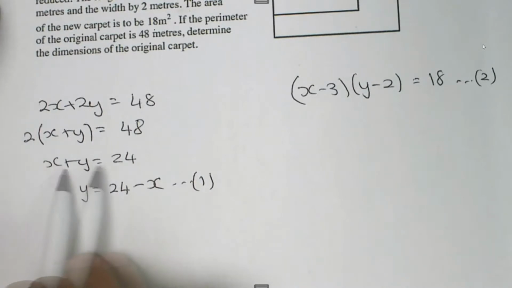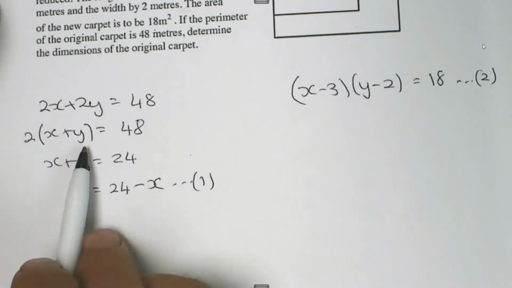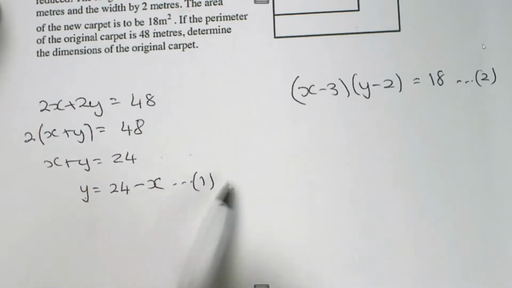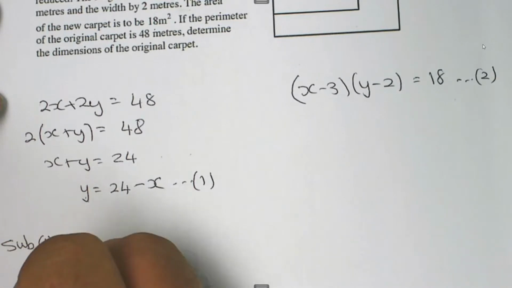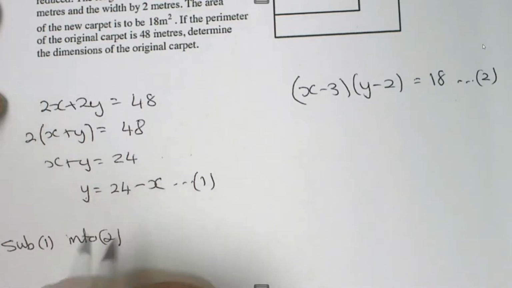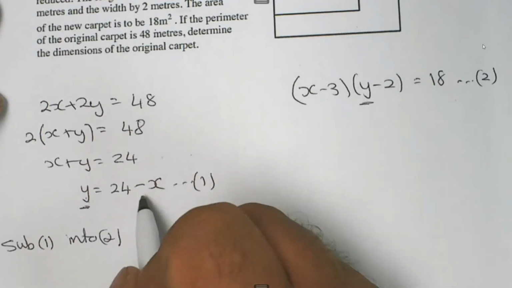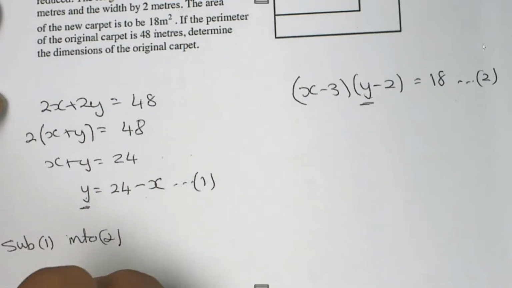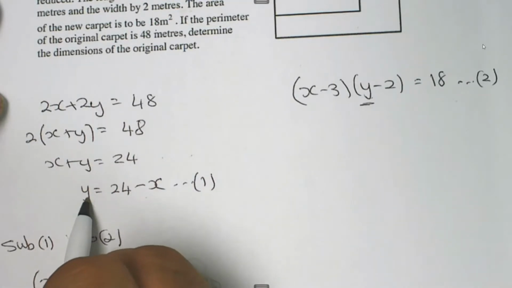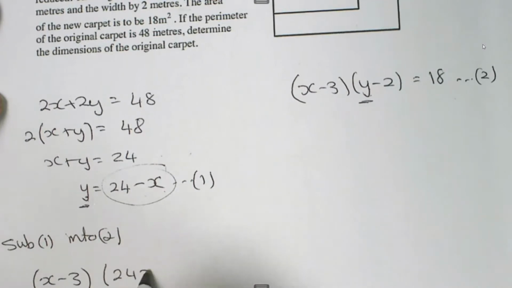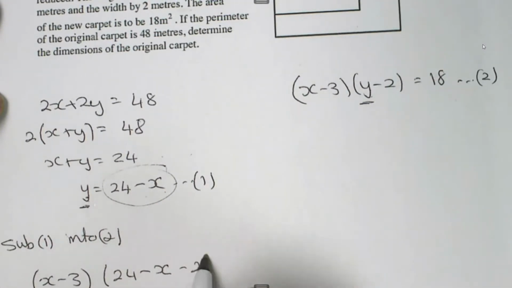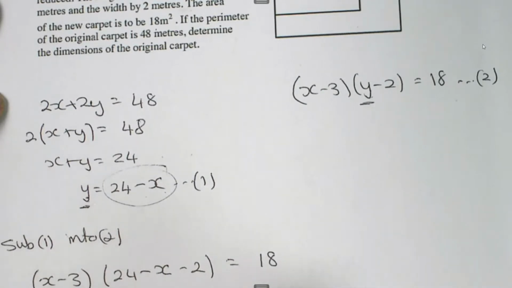Once again, if x plus y is 24, make y the subject of the formula. y is equal to 24 minus x, equation 1, and that remains equation 2. Now I'm going to solve simultaneously. I substitute 1 into 2. Wherever there's y there, I'm going to substitute that expression. So it remains x minus 3, but this y value is 24 minus x, so this one is 24 minus x minus 2 equal to 18. So this becomes x minus 3 multiplied by 22 minus x is equal to 18.